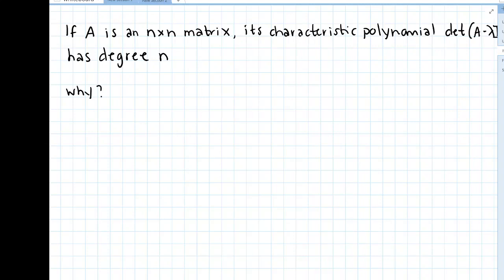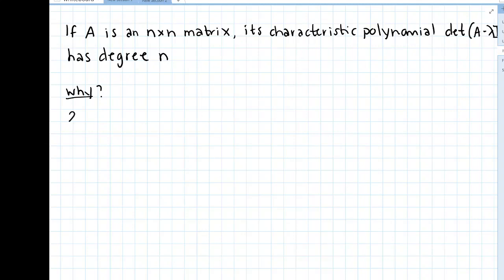I guess the first thing I would say is if you have a diagonal matrix, it should be pretty clear why. Or sorry, not diagonal, but upper or lower triangular. Looking at the example from yesterday's worksheet, you could see that you would get a factor from each entry on the diagonal, so each entry on the diagonal contributes 1 to the degree. But it works out for any matrix.